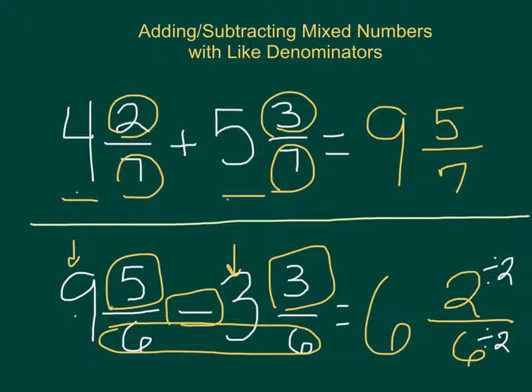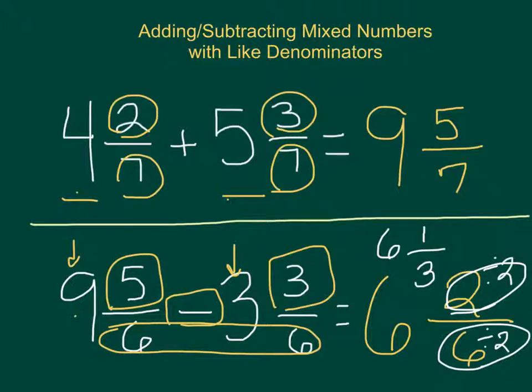So I'm just going to write my new fraction up here because I've run out of room. My whole number remains the same. 2 divided by 2 is 1. 6 divided by 2 is 3. So when I reduce 6 and 2/6, I come up with 6 1/3. And that's how you add and subtract mixed numbers using like denominators.